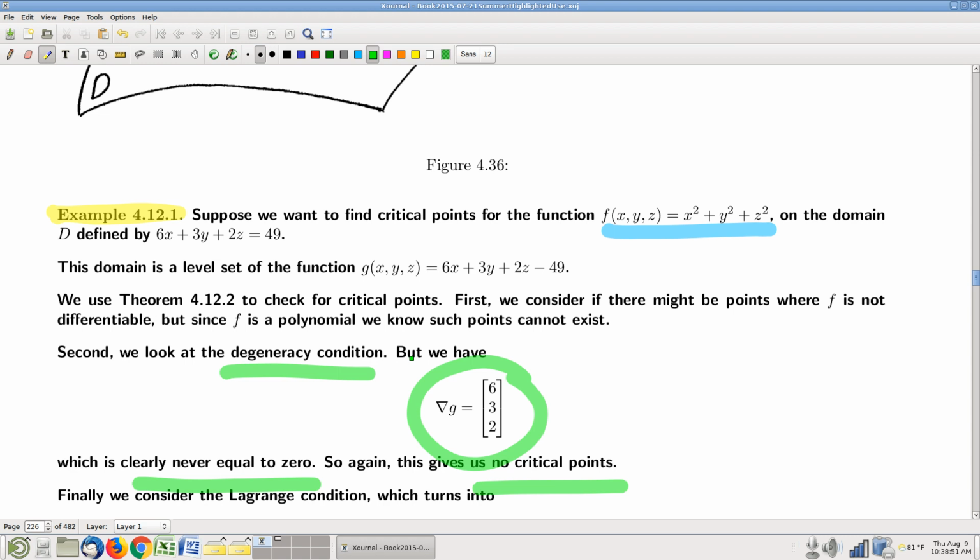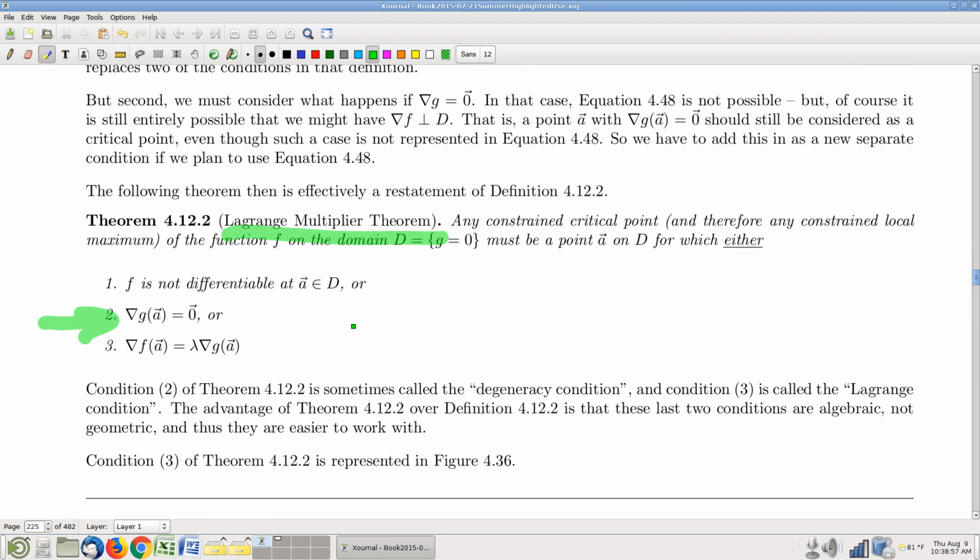Okay, so hey, we're 2 out of 3. That's good. We found that there are no differentiability critical points. There are no degenerate critical points. And now we move on. Are there any Lagrange critical points? Are there any points that satisfy the Lagrange condition? Here's where the algebra gets a little hairier.